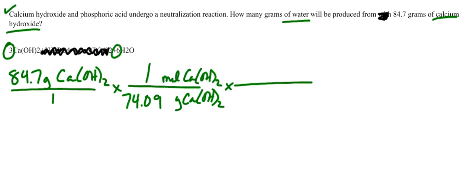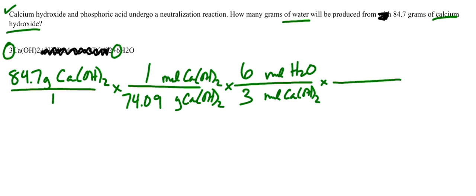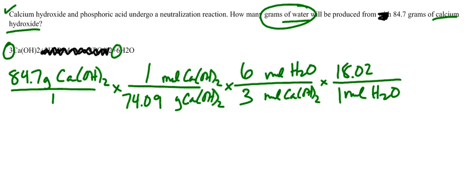Now I need my moles of calcium hydroxide, right? That's the moles of what I have. I need to get to moles of what I want, and in this case, what I want is water. This is where my molar ratio comes in. For every 3 moles of calcium hydroxide, I have 6 moles of water, okay? And then I need to go from moles of water to grams of water, because grams of water is what I want. So 1 mole of H2O is 18.02 grams of H2O. Now I cancel my units: grams of calcium hydroxide are gone, and I'm left with just the grams of water, which is what I want.